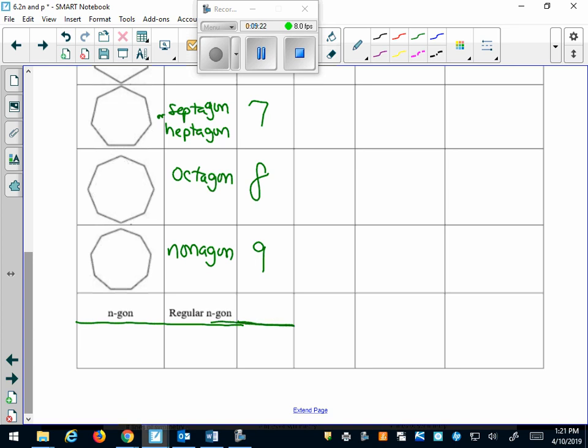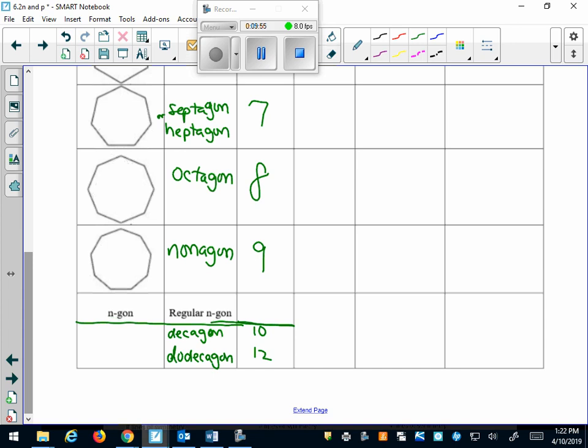And I'm going to have you add 2 that I need you to be responsible for knowing. Okay, so I want you to be able to name all of these, plus know a decagon, D-E-C-A, is a 10-sided figure, and a dodecagon is a 12-sided figure, right? Do means 2 and deca means 10, so together it's a 12-sided figure.